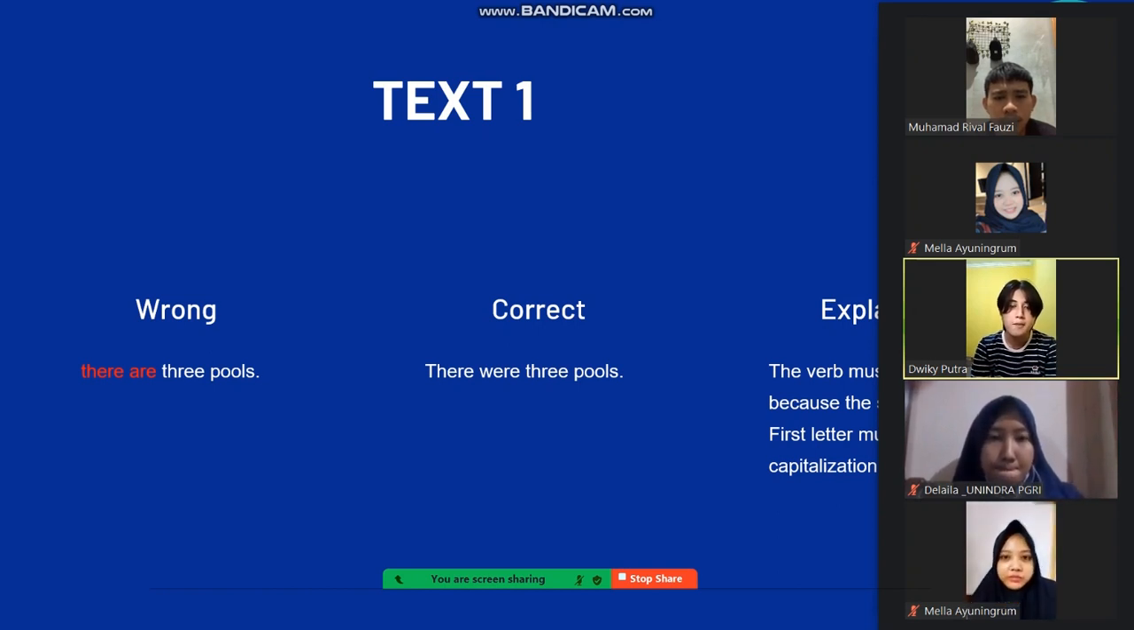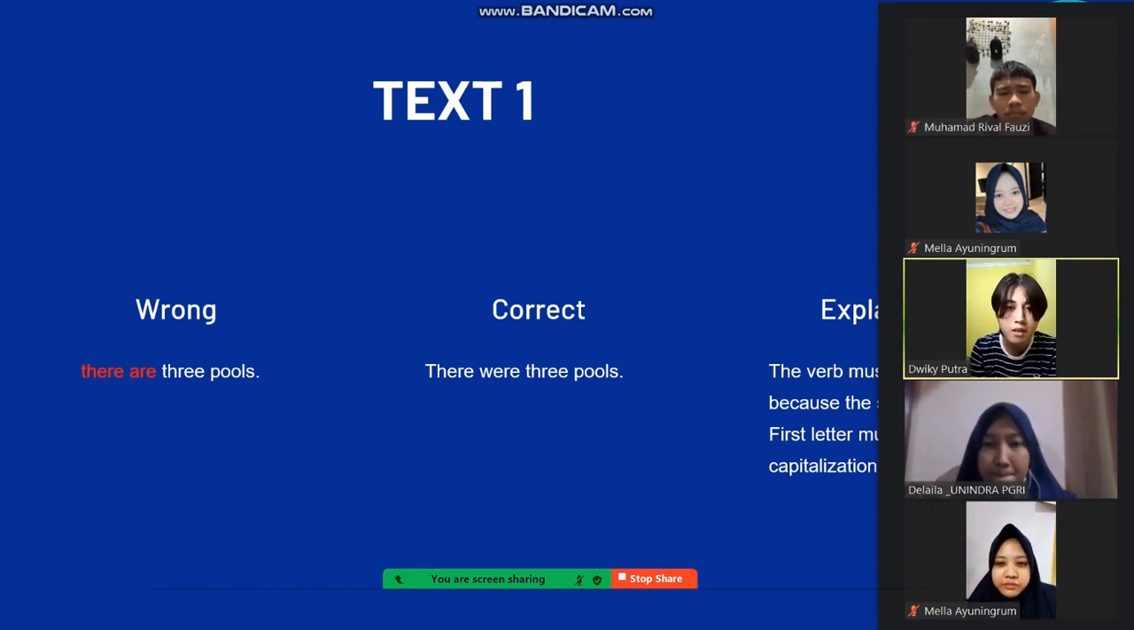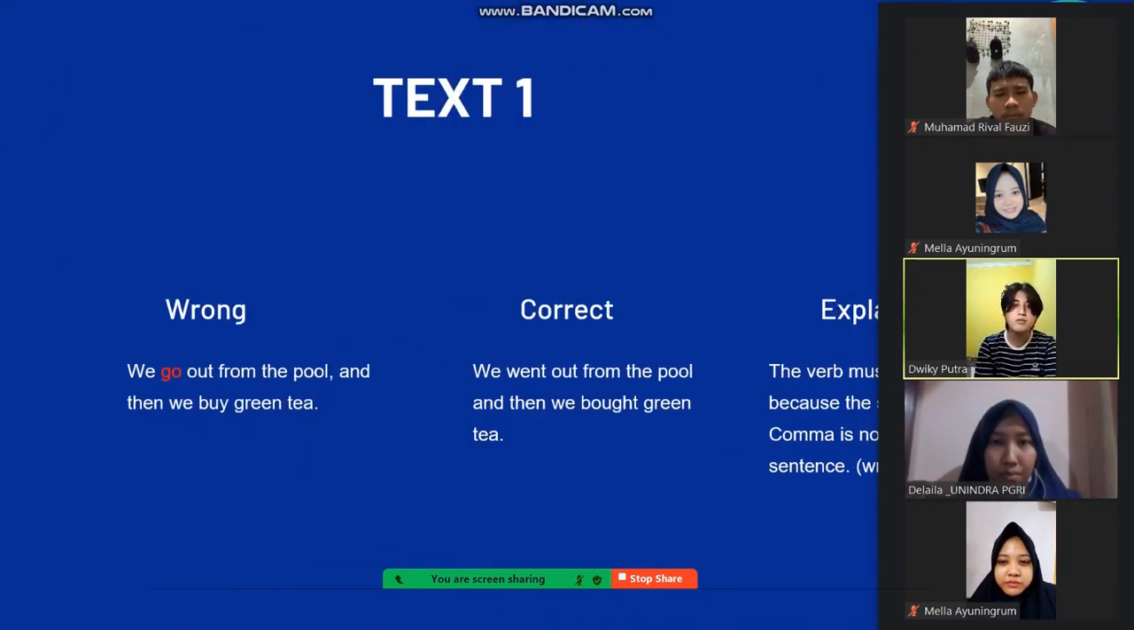Fourth sentence. There are 3 pools. There is a wrong sentence. And the correct is there were 3 pools. The explanation is the verb must use verb 2 because the sentence is in the past. And the first letter must use capitalization. Next will be read and explained by Delaila Tamiya. Thank you.